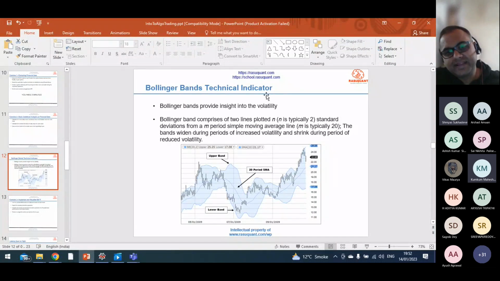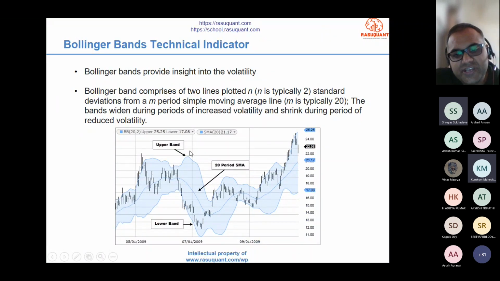So Bollinger Band is a technical indicator. Bollinger Band simply tells how the volatility has changed for the stock over the period. For example, in this image, you can see that there are certain periods in which the stock became more volatile. When it becomes more volatile, this band widens, and when the volatility subsides, this band narrows down.